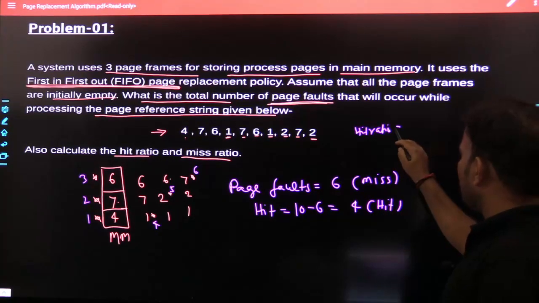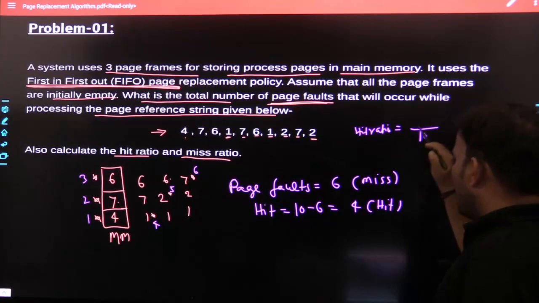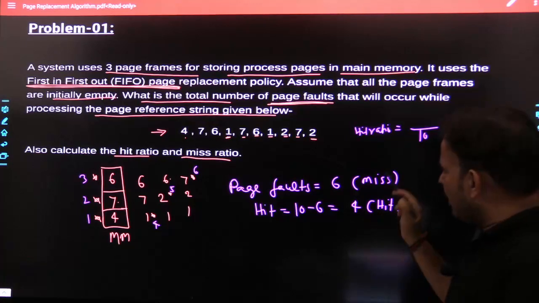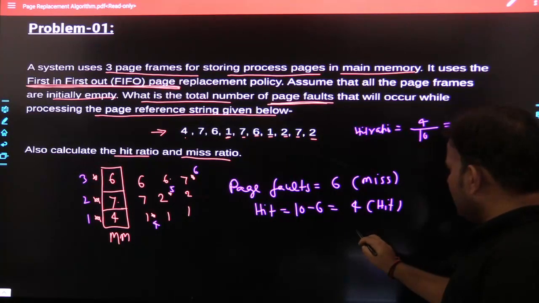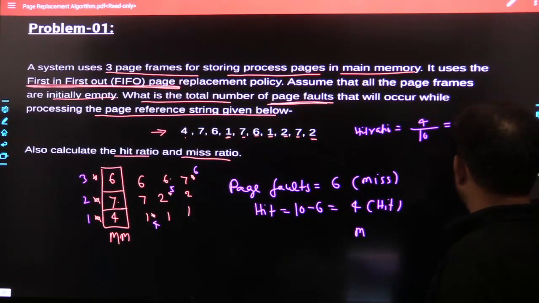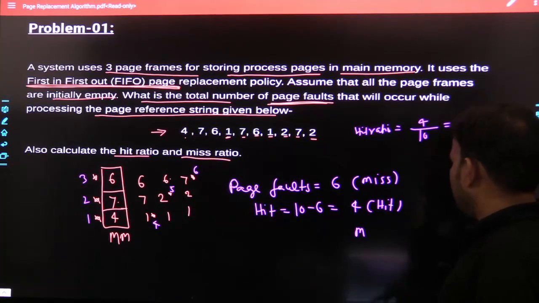Hit ratio, how can you calculate it? Out of 10, how many times will a hit occur? 4 times. So this is 0.4, which is nothing but 40%. Hit ratio is 40%.